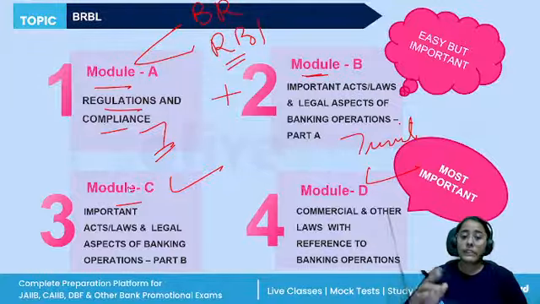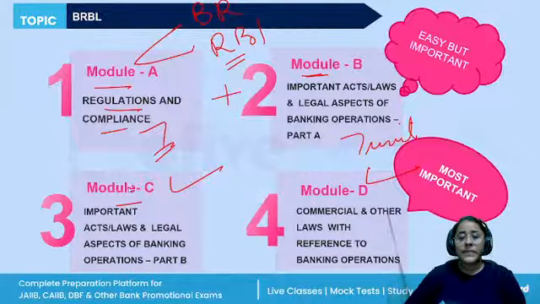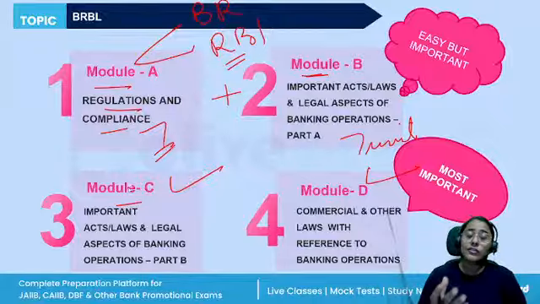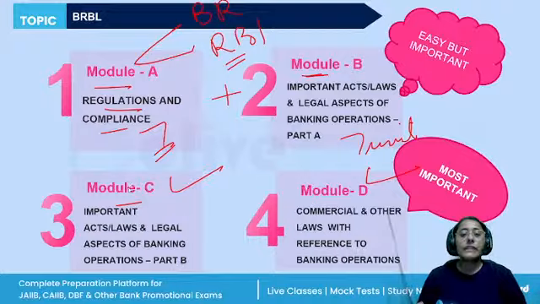And then Module D relates to those acts which are of commercial nature. Like, what is a valid contract? So you'll be studying about the Indian Contract Act, how the sales of goods work, the Companies Act, limited liability partnership. Out of these 4 modules, the most important module is Module D.